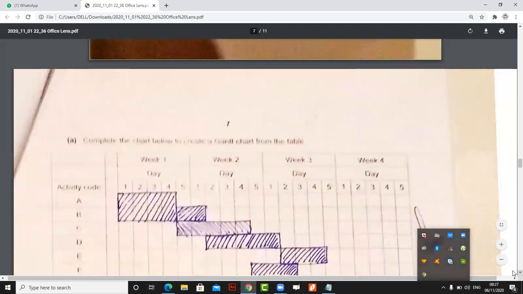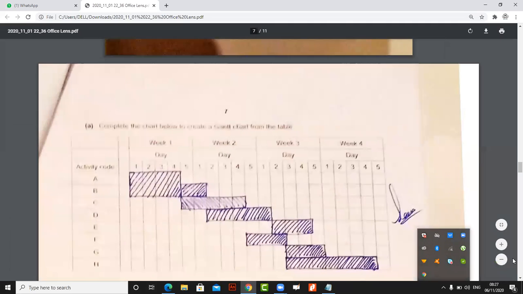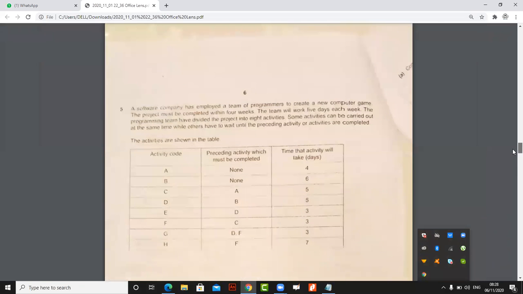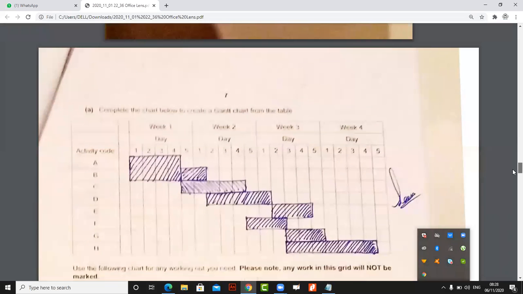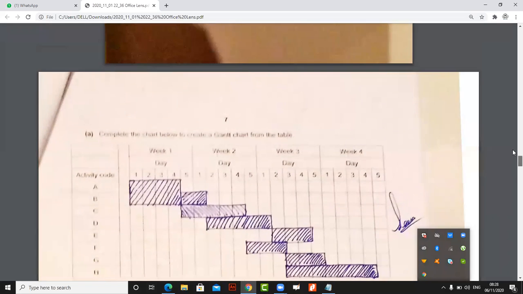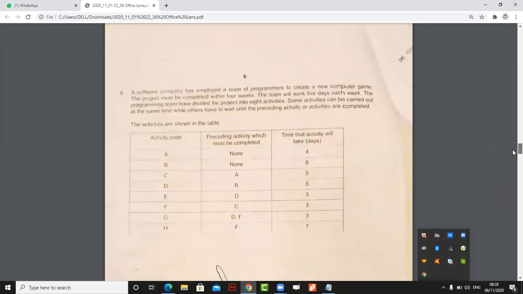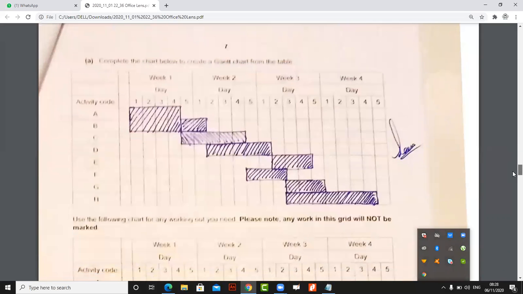Complete the chart below to create a Gantt chart from the table. Well, it's not a bit difficult. आपने बताना है कि जो A है that will be done in 4 days. So 1 to 4 में I have A, as you can see. Okay. Then I have B. As you can see, B starts from 1 and basically it goes 5 days. Okay. I'm taking it to 5 days. Right. And then I have, 6 days, not 5 days. I'm sorry. It goes till 6 days.